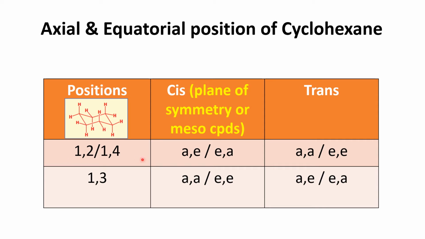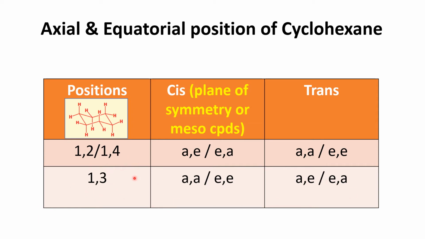In these two places, equatorial-axial or axial-equatorial is the cis position, and axial-axial is the trans position. If you keep one thing in your mind, the other is the reverse of that. If you see the 1,3 position, we have only three positions: one is 1,2, another is 1,4, otherwise the other is 1,3. The 1,3 may be here or here. Only three positions are possible: 1,2, 1,3 and 1,4. We can start from here or from here, whatever the side may be. So if you keep one thing in your mind, the other will be the reverse.